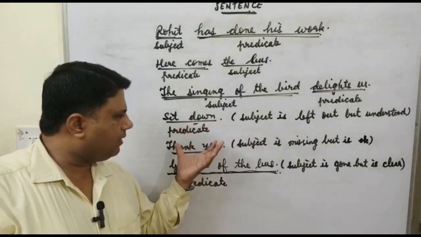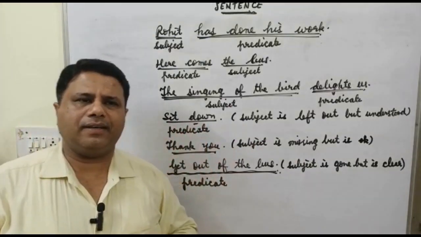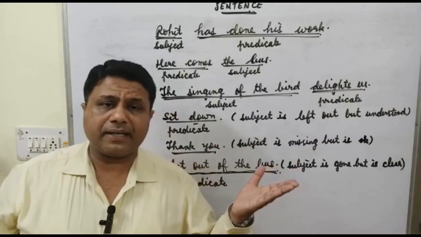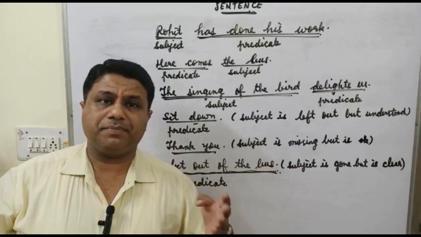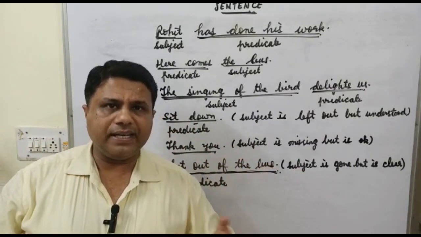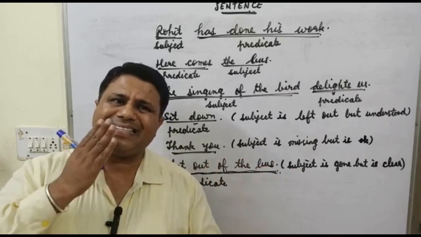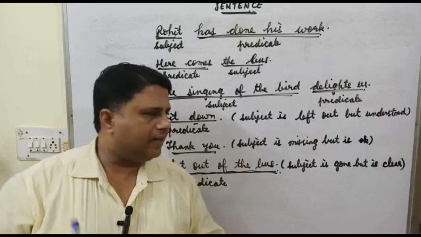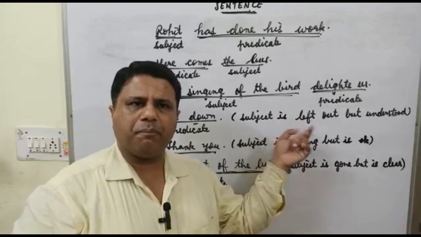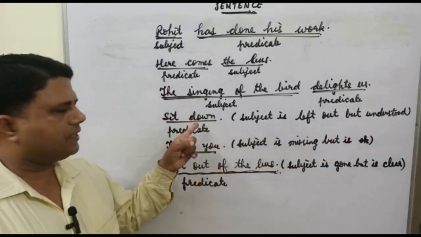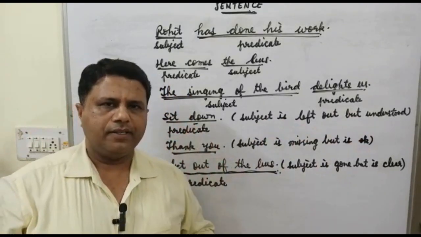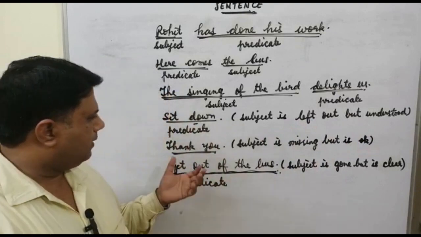Sit down. Here only the predicate is there, the subject is not there. But it does not mean that the subject is not understood. The subject is understood. There is no need to speak the subject. The subject is there, but it is understood. So the subject is left out but understood. So sit down means you sit down. You is the subject here.